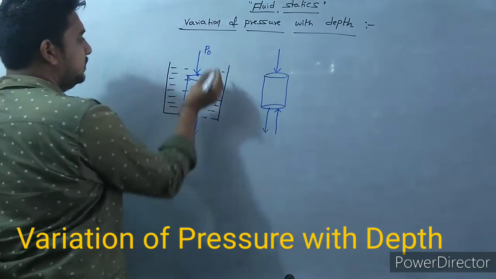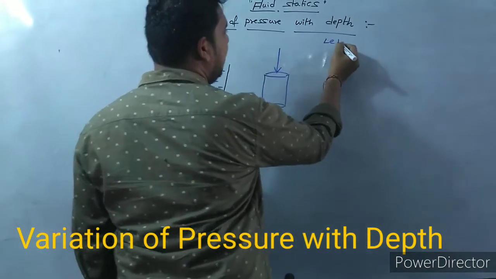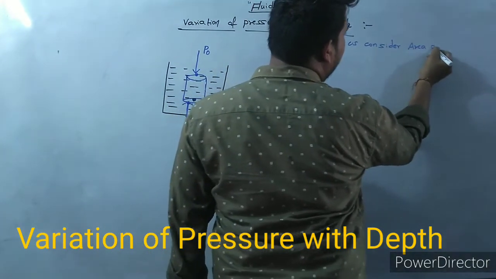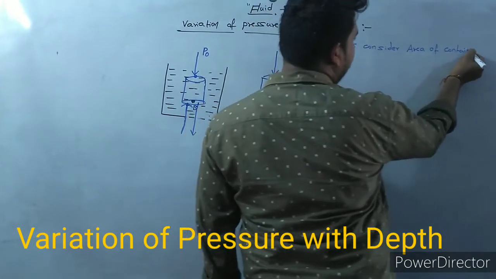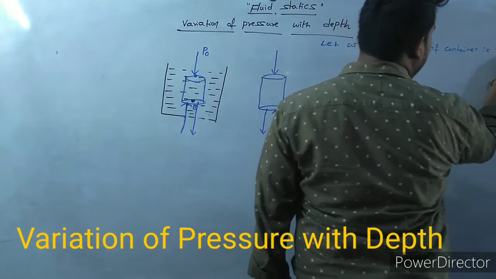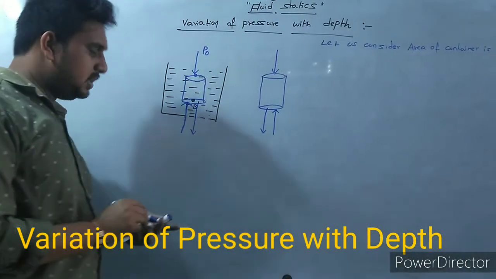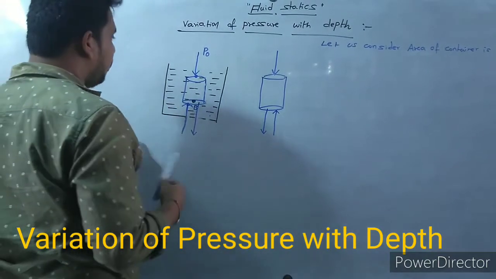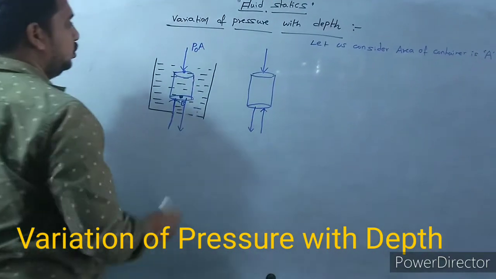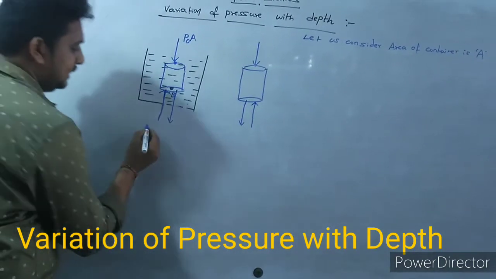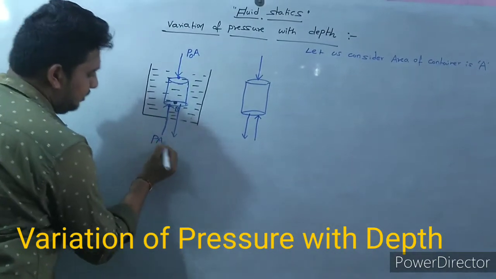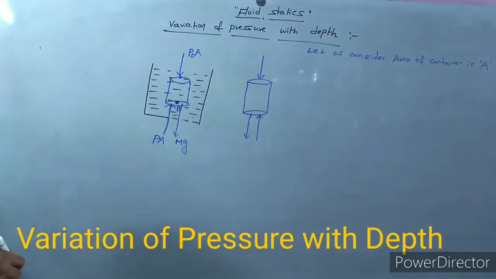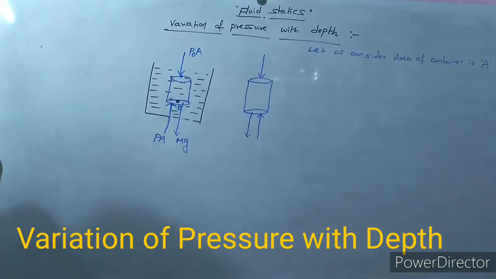So pressure into area, let us consider the area of the container is A. Force means pressure into area. Due to the atmosphere, P naught into A is acting. Due to the bottom, P into A is acting upwards, and weight mg is acting downwards. So these 3 forces are acting on this.